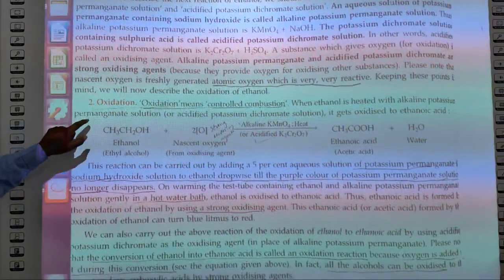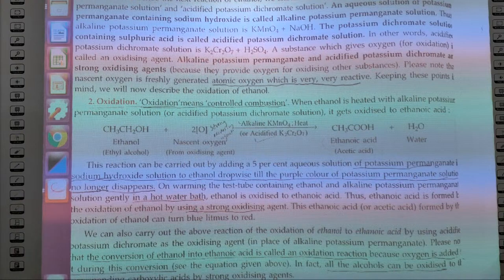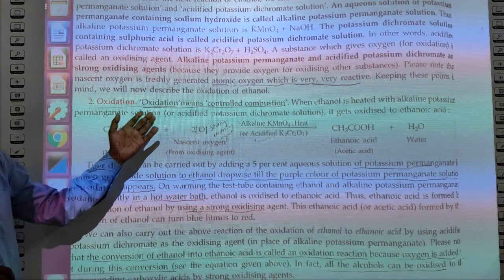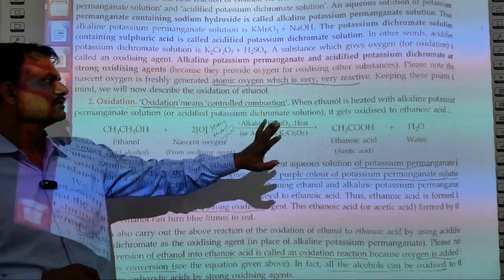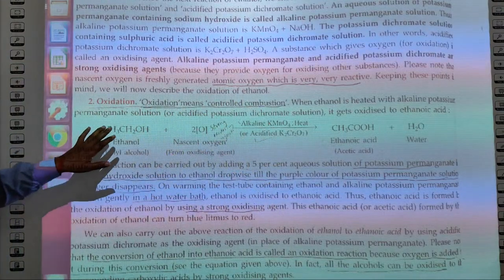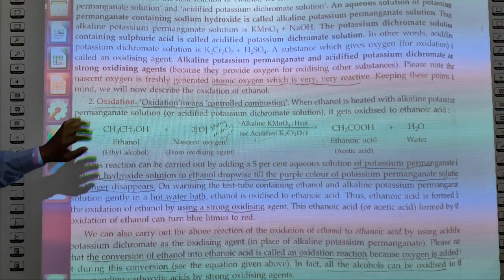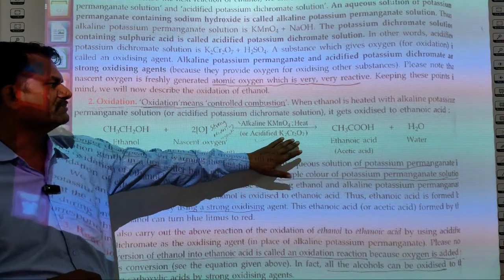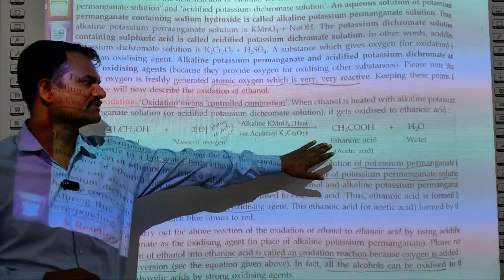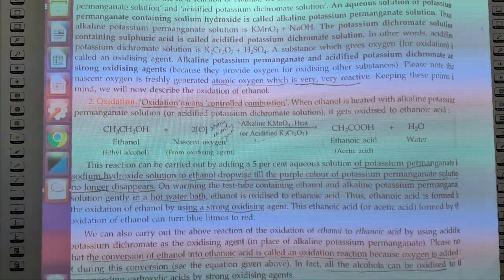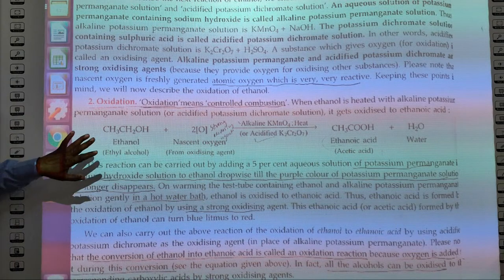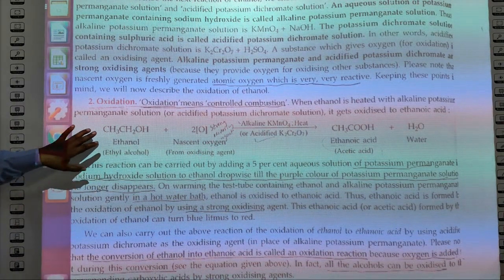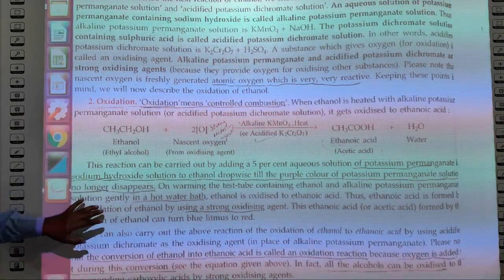Then oxidation of ethanol. Oxidation means controlled combustion. When ethanol is heated with alkaline potassium permanganate or acidified potassium dichromate, K2Cr2O7, then we will get ethanoic acid and water. These are very important reactions. So you have to write them in your notebook.